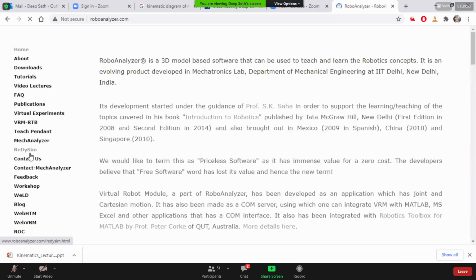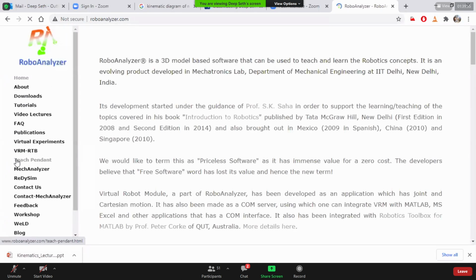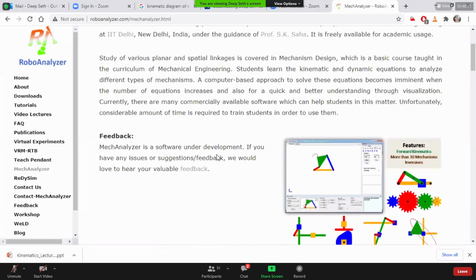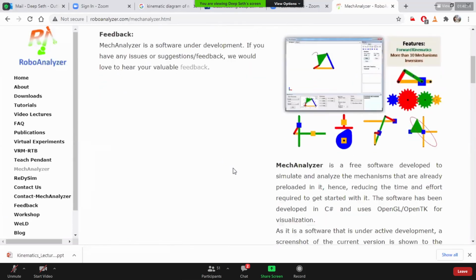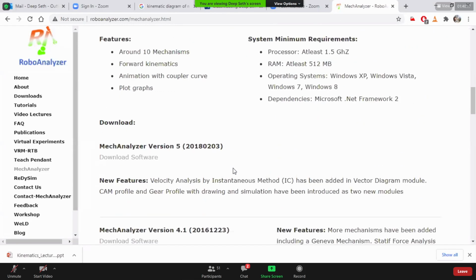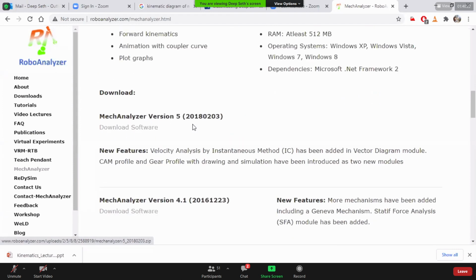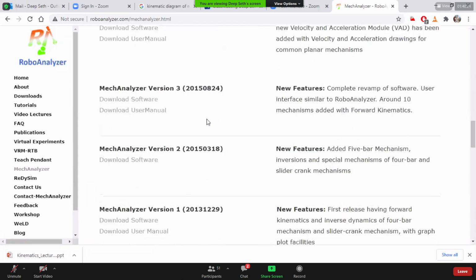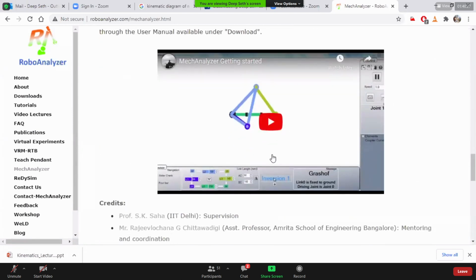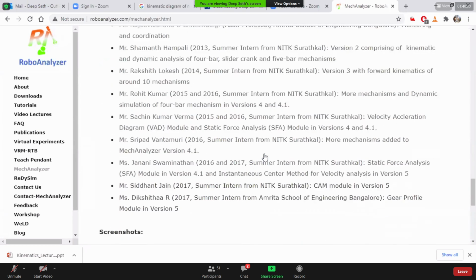It's for robots. In that you will have VRM, RTB, Teach Pendant, Mac Analyzer, and this is for Dynamics, reDSIM. Okay, so click on Mac Analyzer, and in this Mac Analyzer you can download this software. Here you will see different kinds of kinematic linkages and mechanisms. Just download the latest version of the software available. And if you want some tutorials for this software, there are some tutorials also available there.